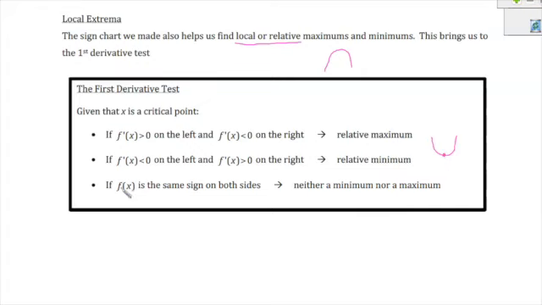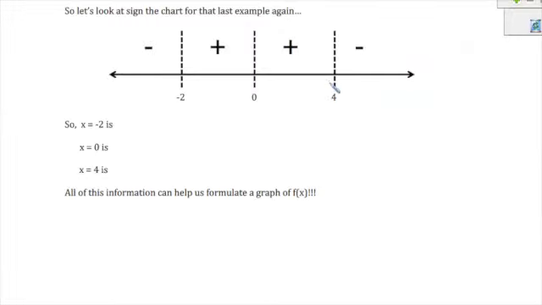Okay? And then on this one, this is what happened at 0. If the sign is the same on both sides, it's neither a max nor a min. It's actually, I'm not going to go there yet. I want to, but I'm not going to. All right. This is called the first derivative test. In formal words, I usually say make a sign chart, things like that. So if we look at the sign chart for the last example, this is exactly what we did on the first page. We can now determine what's happening at -2, 0, and 4.